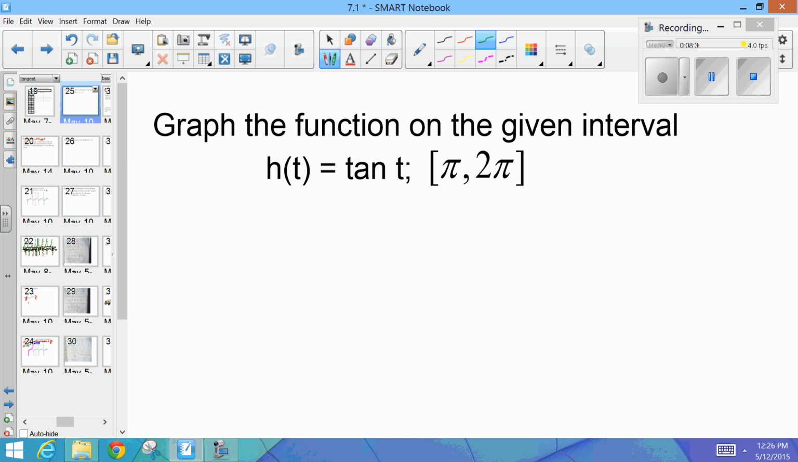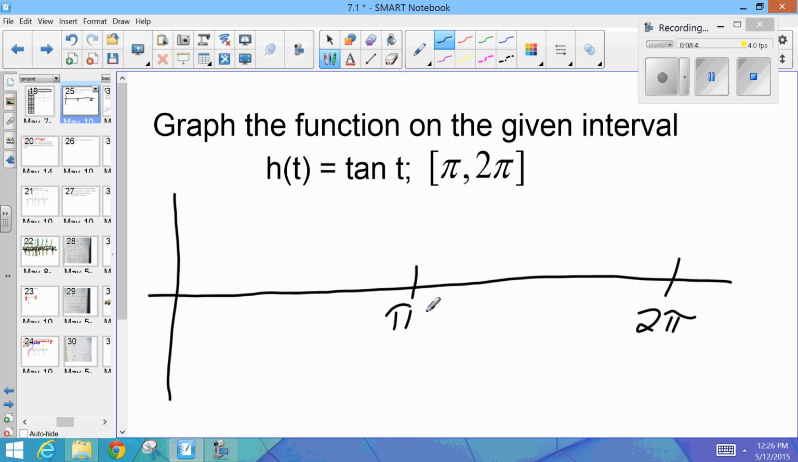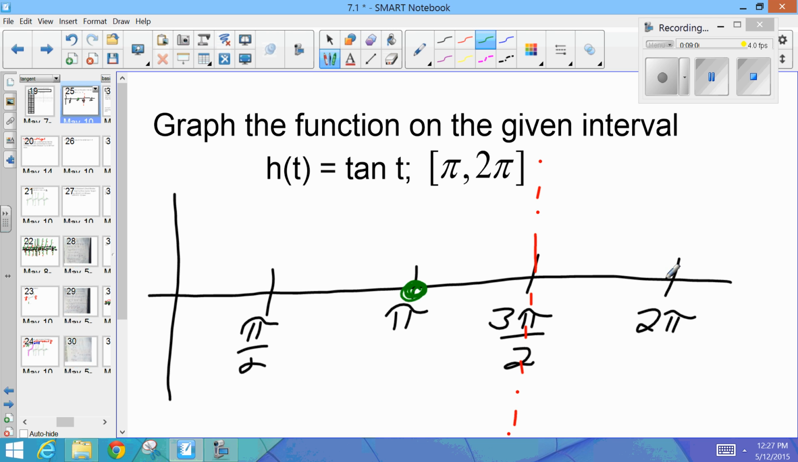Okay. Graph the function between pi and 2 pi. I'm going to do this very quickly. They're only asking for positive numbers, so I'm putting my y-axis on the left. The biggest thing they're asking for is 2 pi. Remember that there are vertical asymptotes at odd multiples of pi over 2. Now, the only odd multiple of pi over 2 between pi and 2 pi is here at 3 pi over 2. There are zeros at all of the multiples of pi, and to the right it goes up, and to the left it goes down.